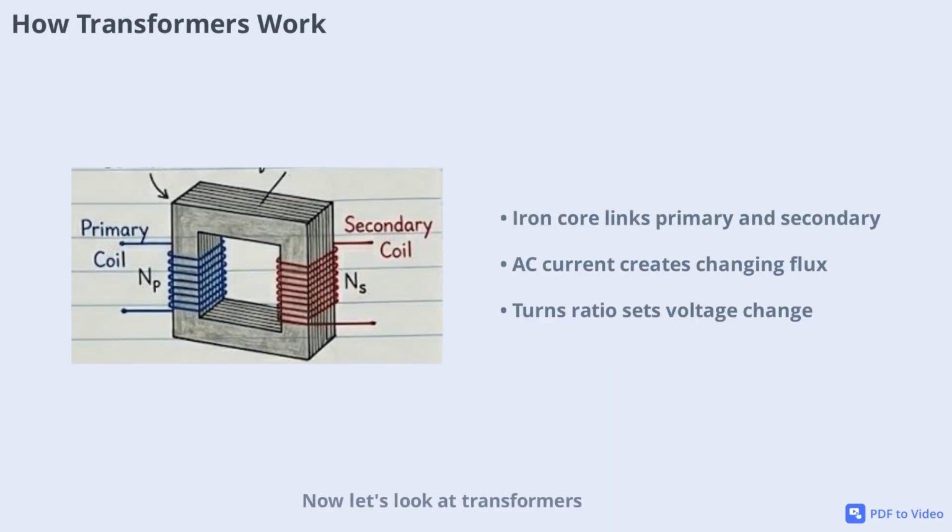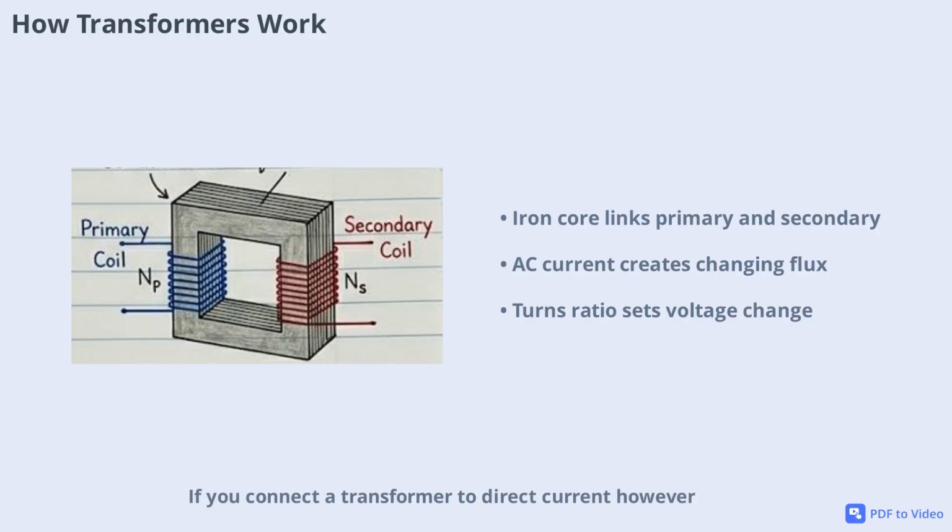Now let's look at transformers, the devices that make long-distance power transmission possible. A transformer consists of a laminated iron core with two coils, the primary and the secondary. When alternating current flows through the primary coil, it creates a changing magnetic field. This field is channeled through the iron core, linking both coils. The changing magnetic flux in the core induces a voltage in the secondary coil, thanks to Faraday's law. The ratio of turns between the primary and secondary coils determines whether the transformer steps voltage up or down.